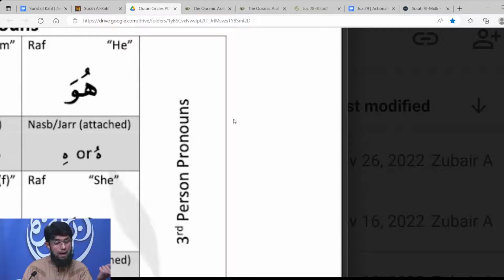However, now let's talk about the other 2 examples. If the noun is in the state of an object or related to an object, meaning that an action was done onto them, then it will be in the state of Nasb. If the noun is in the state of relationship, then it will be in the state of Jarr. So we saw these examples today.